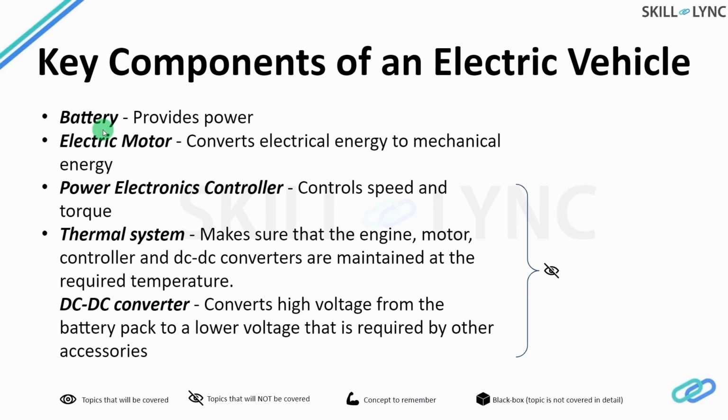Now, in an IC engine vehicle, you have your fuel injection system, right? Whereas in electric vehicles, your power electronics controller is responsible for controlling the speed and torque. Then you have your thermal system. The thermal system, as I mentioned before, makes sure that the engine, motor, controller, DC-DC converters are all maintained at the right temperature. And with respect to DC-DC converter, it essentially converts high voltage from the battery pack to a lower voltage that is required by other accessories.